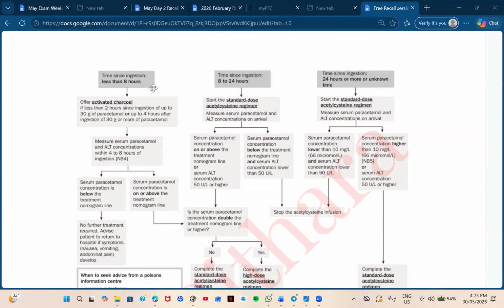A 2-year-old boy weighing 12 kilograms presents to the ED with his parent. The parent reports that 4 hours ago they accidentally gave him 45 milliliters of paracetamol syrup instead of the usual 15. This equates to 1080 milligrams instead of the intended 360 milligrams. They are worried about the overdose.